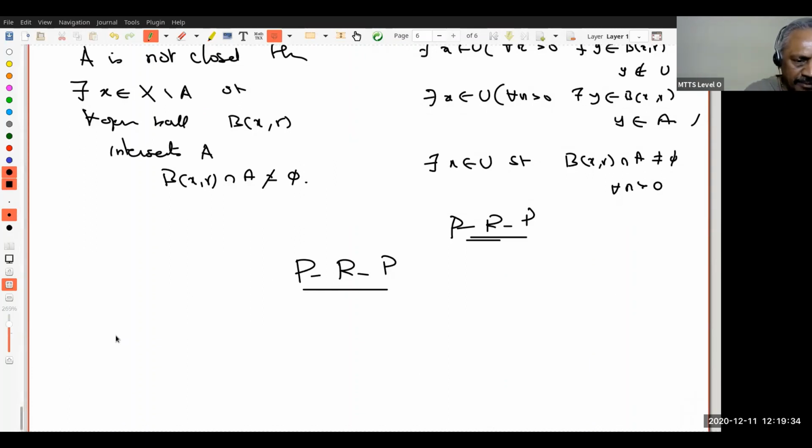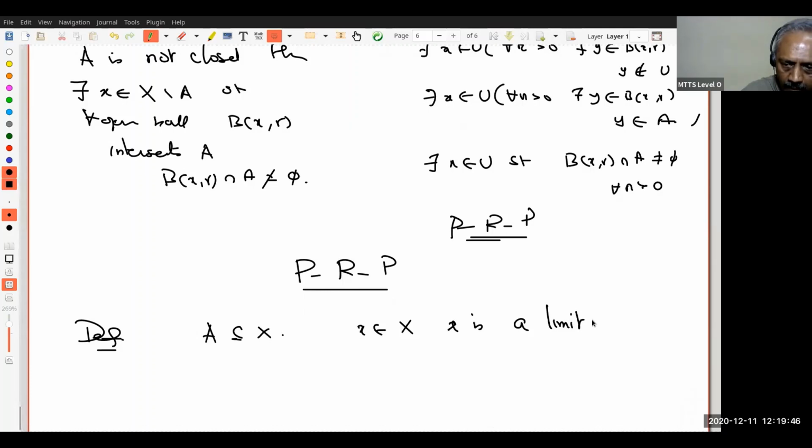Okay. So we are going to make a definition now. Let A be a subset of a metric space X and let x be a point in X. I say x is a limit point. Okay. This is not the standard definition of limit point. If you had already gone through a course, your definition of limit point will be much stronger than what I'm saying.